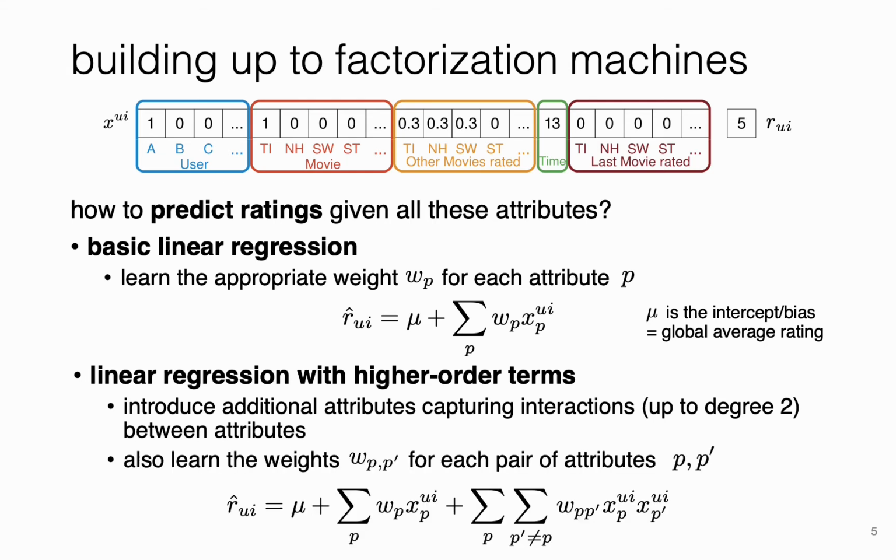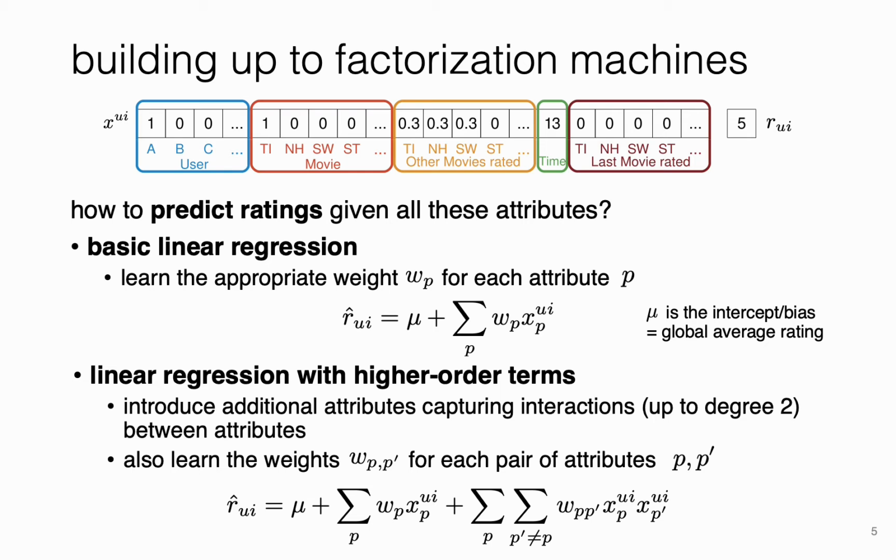For each synthetic attribute, say for attributes P and P prime, we have a new weight, W P P prime, that we need to learn. The predicted rating now consists of three terms.